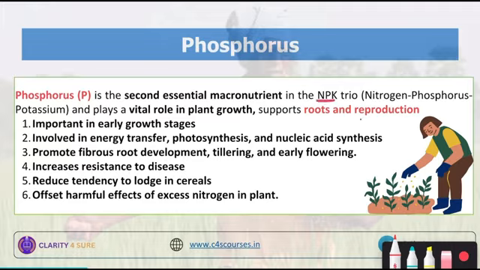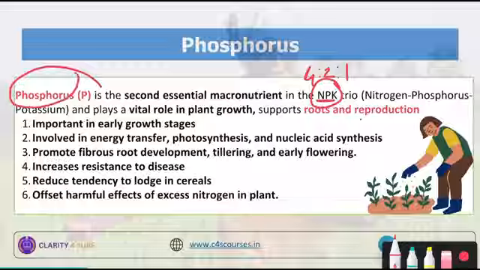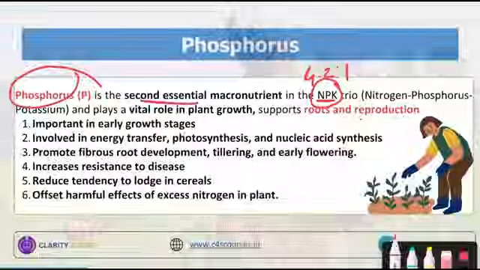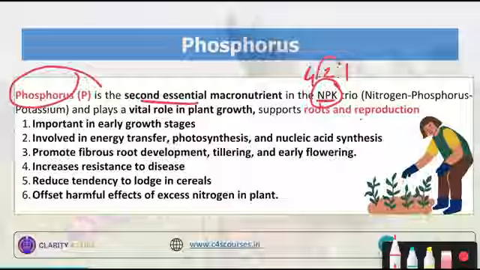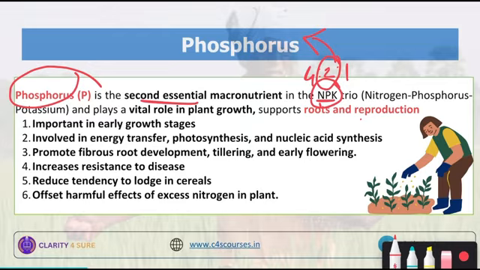We all know that NPK, that is nitrogen, phosphorus, and potassium, are important nutrients which decide the overall crop growth and development. The ideal ratio for NPK is 4:2:1. So phosphorus is the second essential macronutrient after nitrogen, and they play a vital role in overall plant growth, especially in the root and reproduction phase.